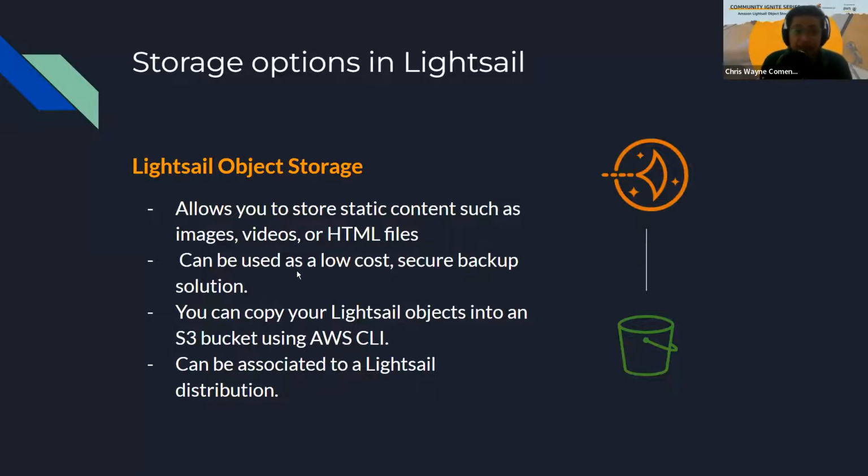So with Lightsail Object Storage, it also allows you to move your data from Lightsail to an S3 bucket through the AWS CLI. There's a command, if you can check out the documentation, to move your data from a Lightsail Object Storage bucket to an S3 bucket using the AWS CLI. And aside from that, you could associate your object storage to a Lightsail content delivery network distribution, so a CDN distribution. That's possible. We'll show you later.